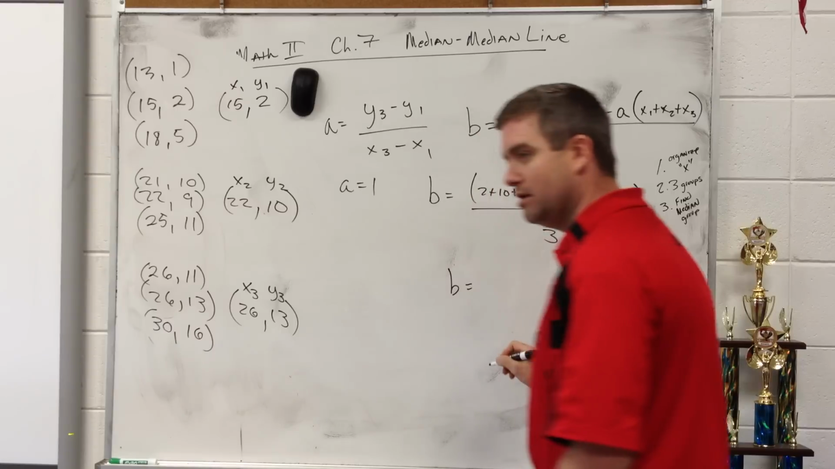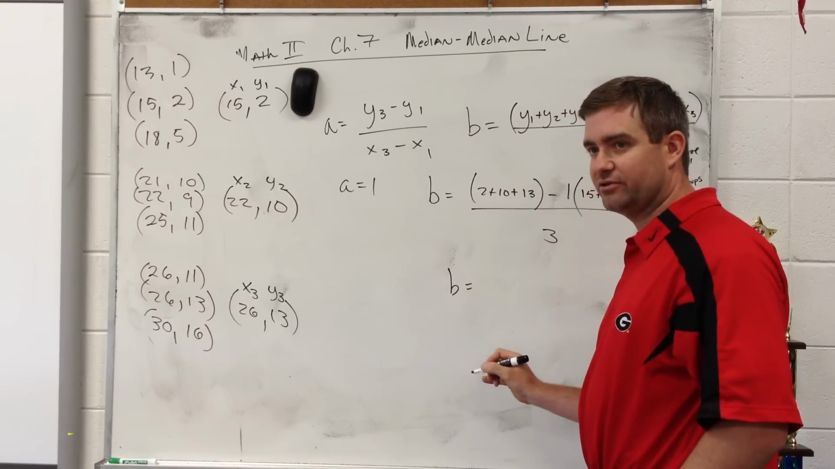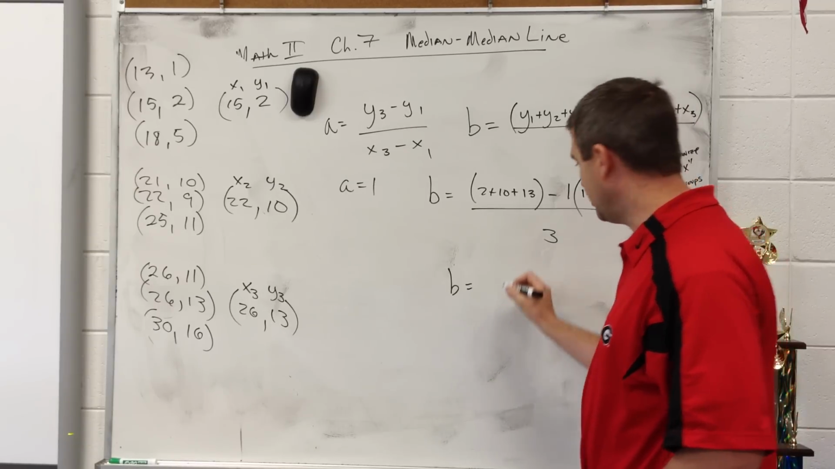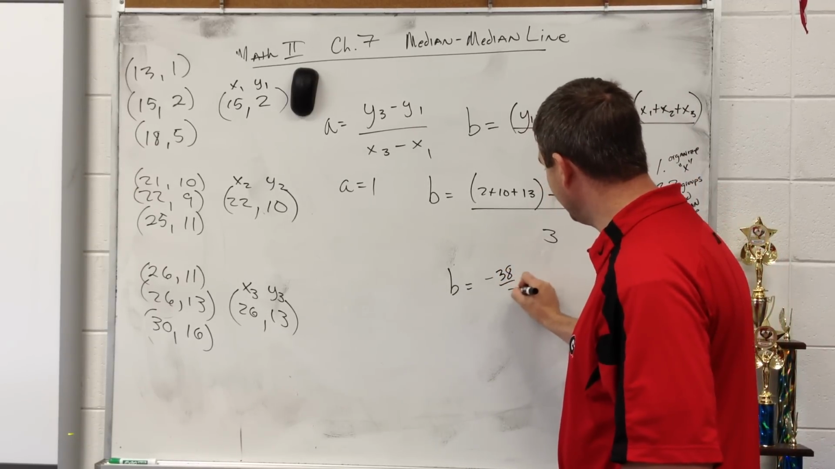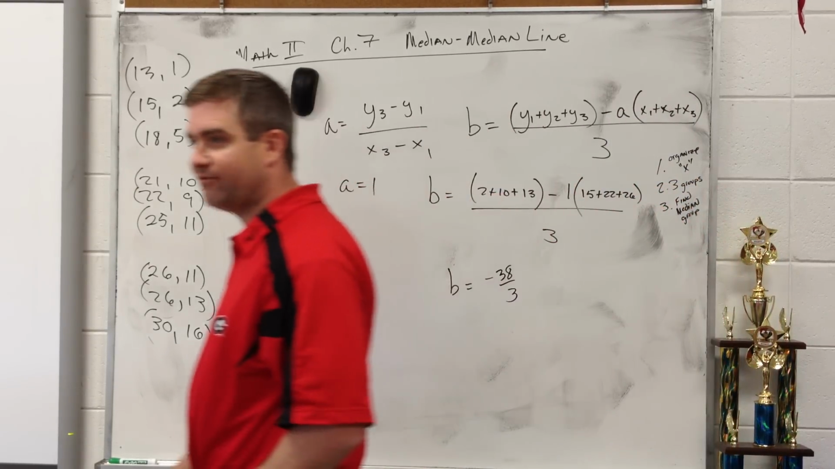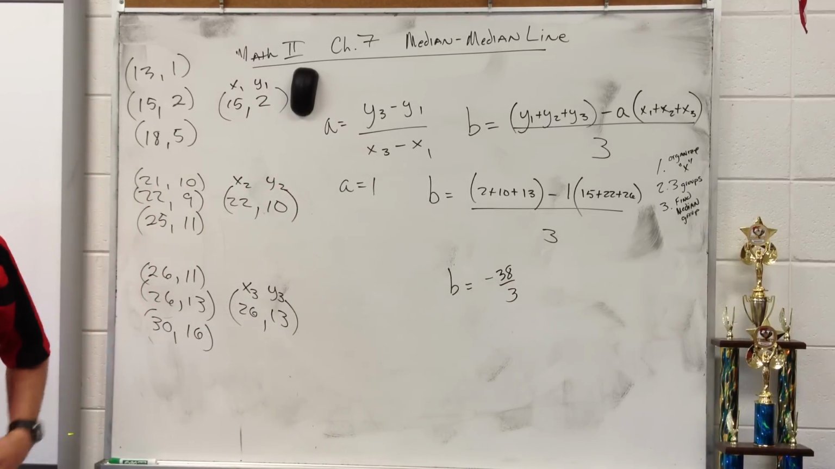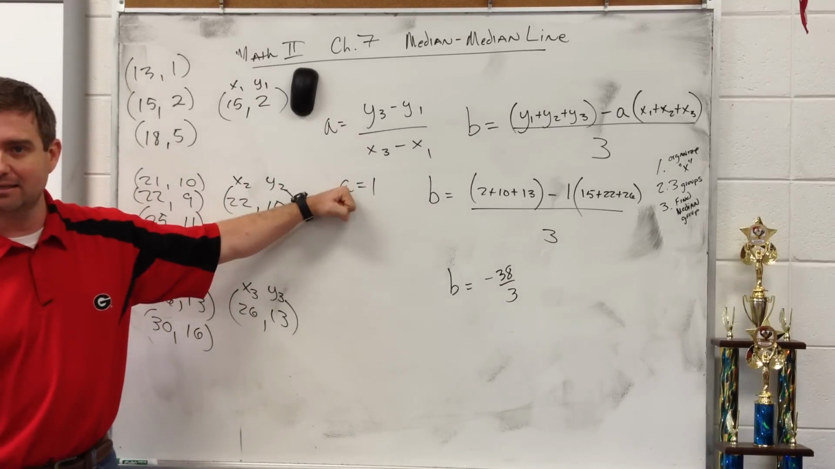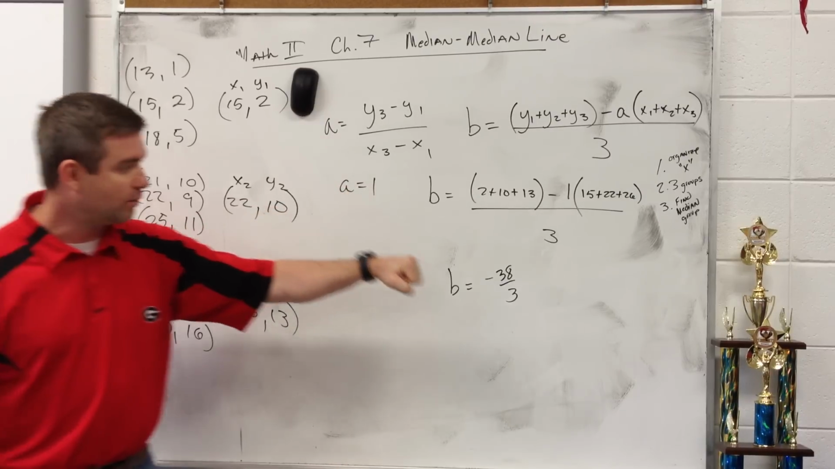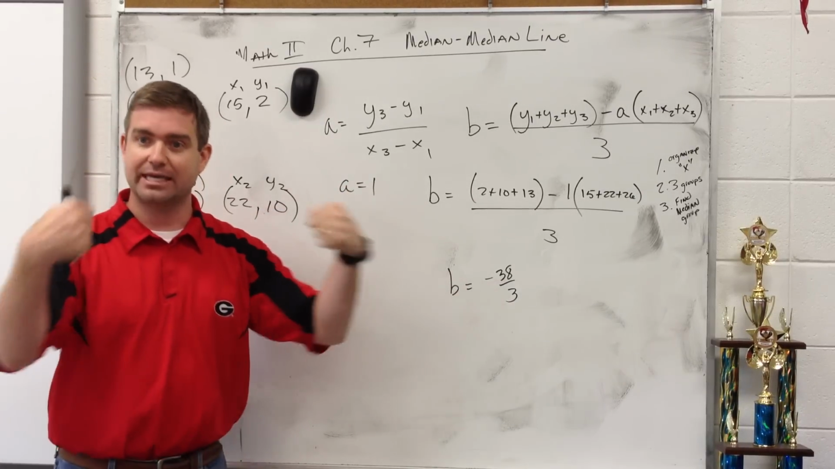Cam, what do we get? Negative 38 over 3. Is that what everybody got? All right. Negative 38 over 3. Is it okay that it's a fraction? Sure it is. All right. So now we've got A, right? Half of the puzzle. We got B. That's the other half of the puzzle. Can we put it all together?